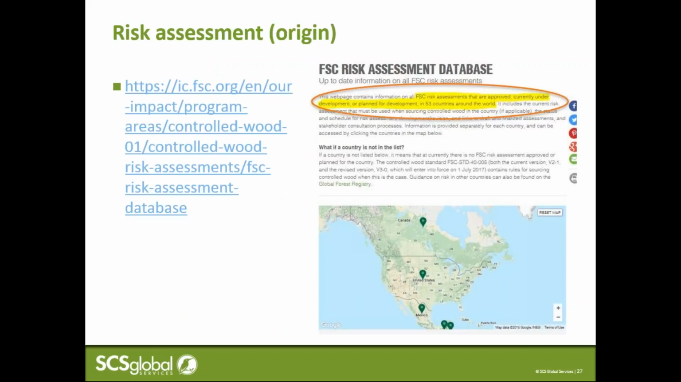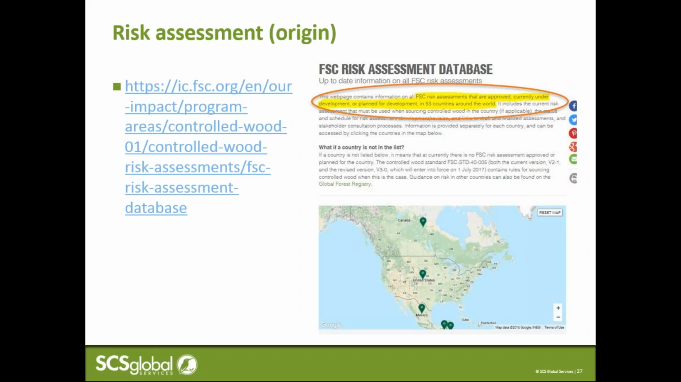The answer is actually found at the FSC risk assessment database online. You can do a simple Google search for the database or simply use the link embedded on this slide. We have also included a screenshot of the database page here. Note that it states that the web page contains information on all FSC risk assessments that are approved, currently under development, or planned for development in 53 countries around the world. In other words, if the country is listed here, it is considered a priority country with a national level risk assessment scheduled.